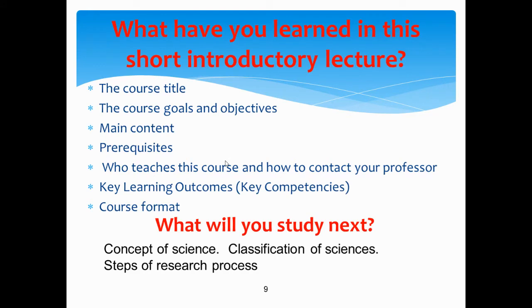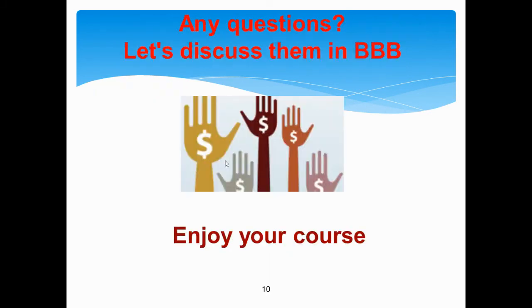Let's summarize what you learned in this short introductory lecture. The course title, the course goal and objectives, prerequisites, who teaches this course, and how to contact your professor, key learning outcomes or key competencies, course format. What will you study next? Concept of science, classification of science, steps of research process.